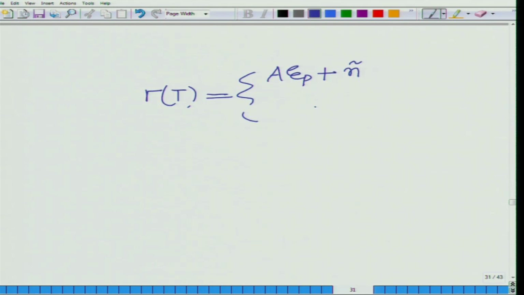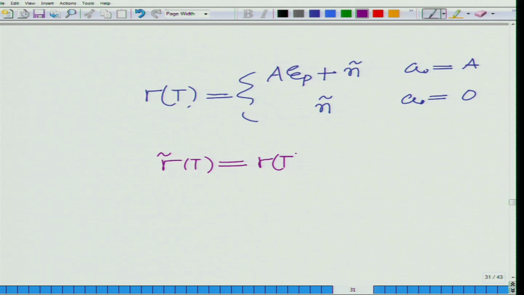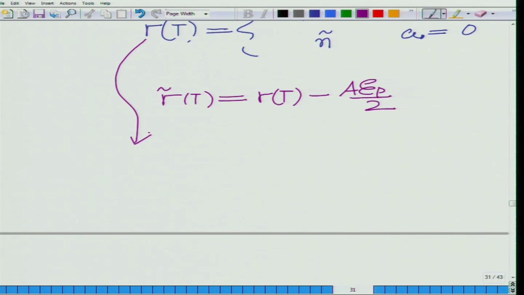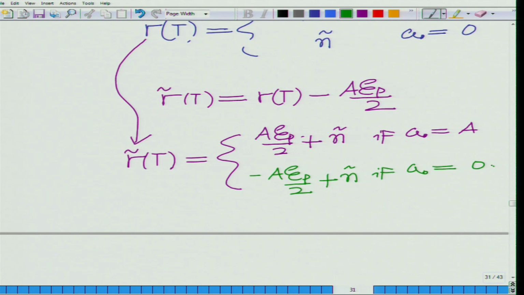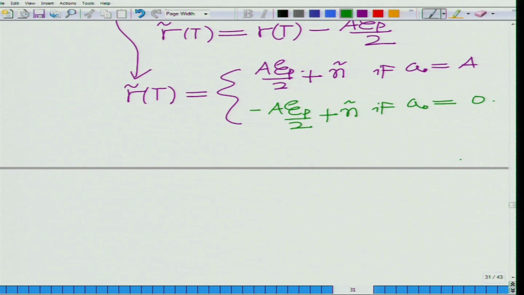Now, one other way to look at this is we have, remember, R of T equals A E_P plus N tilde. And here this is corresponding to A naught equals A and this is corresponding to A naught equals 0. Now, if we consider R tilde of T equals R of T minus A E_P by 2, then R tilde of T will be A E_P minus A E_P by 2, that is A E_P by 2 plus N tilde if A naught equals A, and this will become minus A E_P by 2 plus N tilde if A naught equals 0. Now, you can see there is symmetry, it is symmetric about 0.